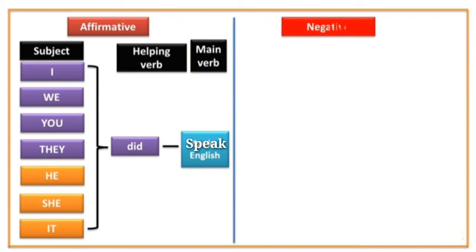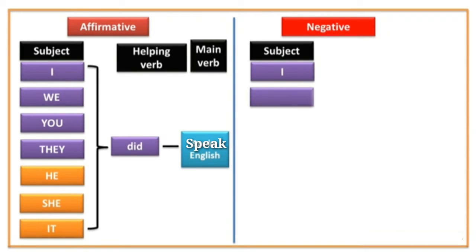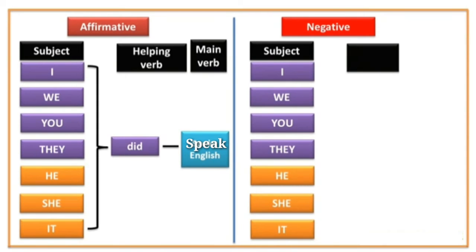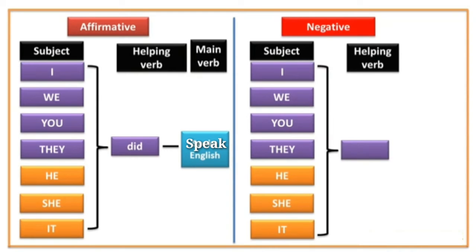To make a negative statement in past simple, we use did not plus verb 1, both for a singular and a plural subject. Look at the following examples.